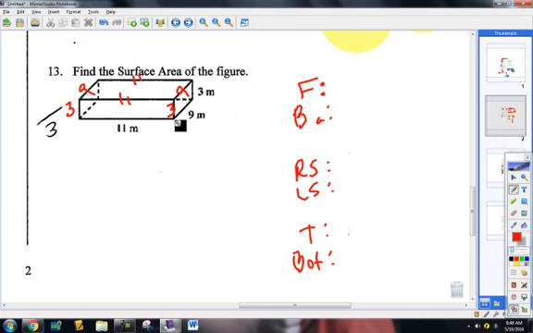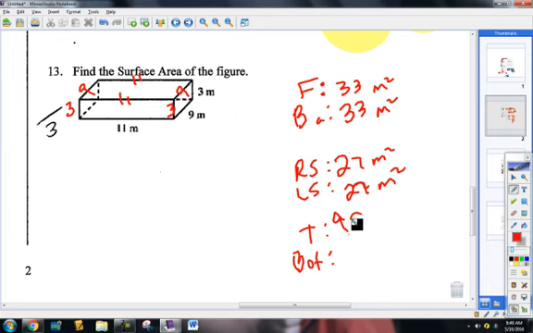The front would be 11 by 3, so that would be 33 meters squared. 33 meters squared. If you don't have meters squared on your list, make sure you're counting -1 because you do not get the point for the work. Okay? The right side would be 3 by 9, so that's going to be 27 meters squared. 27 meters squared. Okay? The top and the bottom is going to be 11 by 9, so that's going to be 99 meters squared. And 99 meters squared to give you an answer of 318, of course, then it would be meters squared.